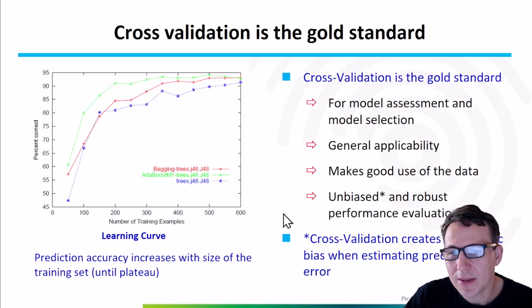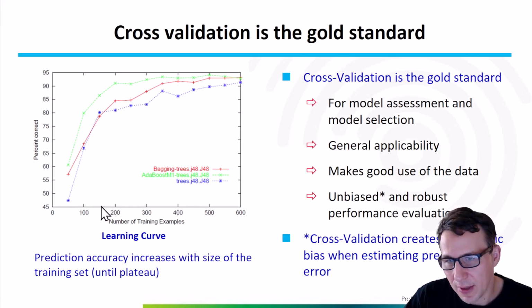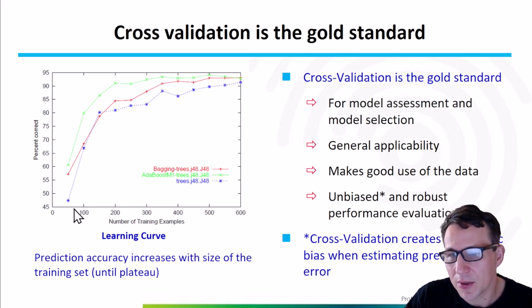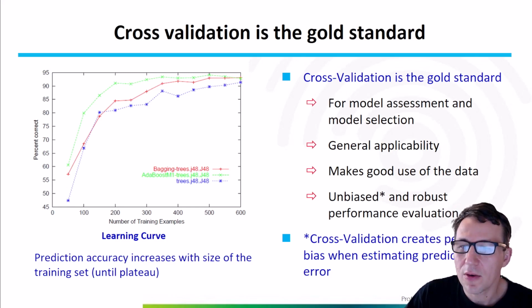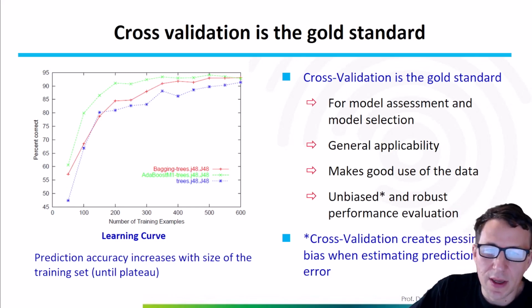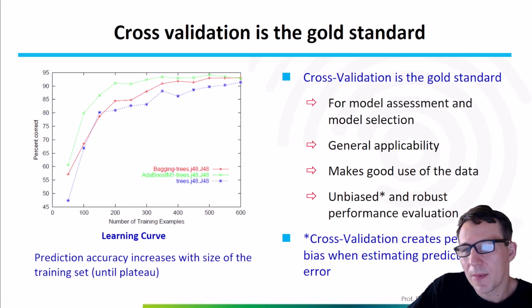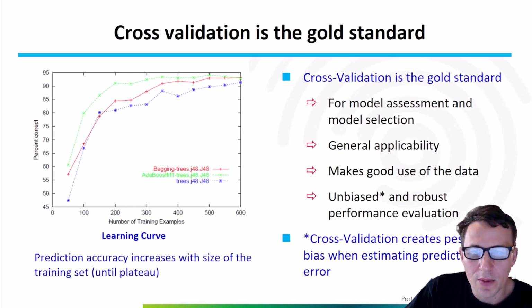Unbiased in the sense that you only go a little bit to the left in the learning curve, while with a 50-50 split, you go a lot to the left, which gives you a very biased performance evaluation. So cross-validation is really a very useful tool, it should be in your toolbox, and it should be the default way of working with data and evaluating your model.